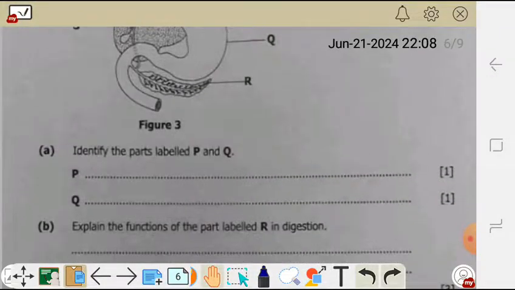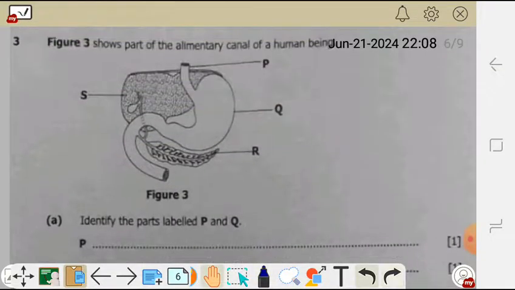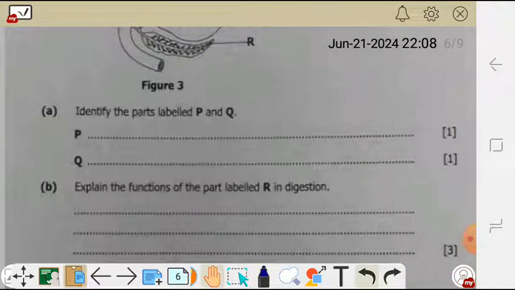So we move on to another question. Explain the function of the part labeled R in digestion. So let's see the part labeled R. R is the pancreas. This is the beginning of the small intestine. That is the liver, which is S. Q is the stomach, and that one is the esophagus. They are saying explain the function of the part labeled R, which is the pancreas.